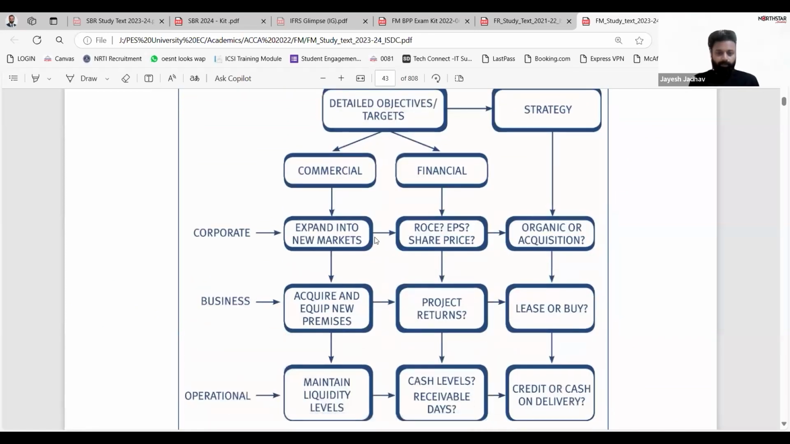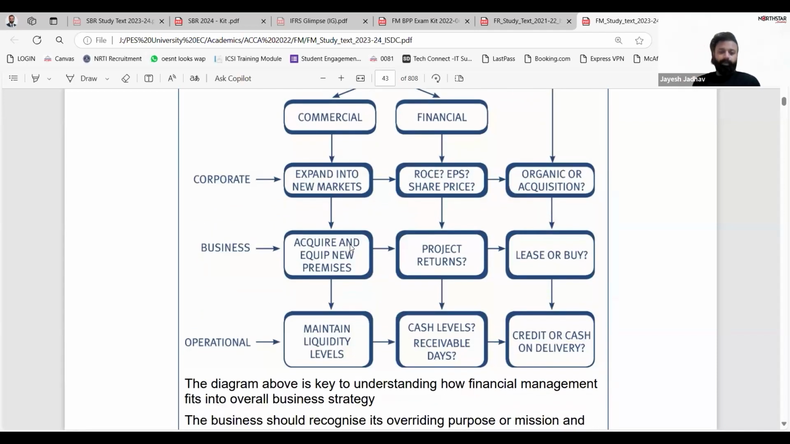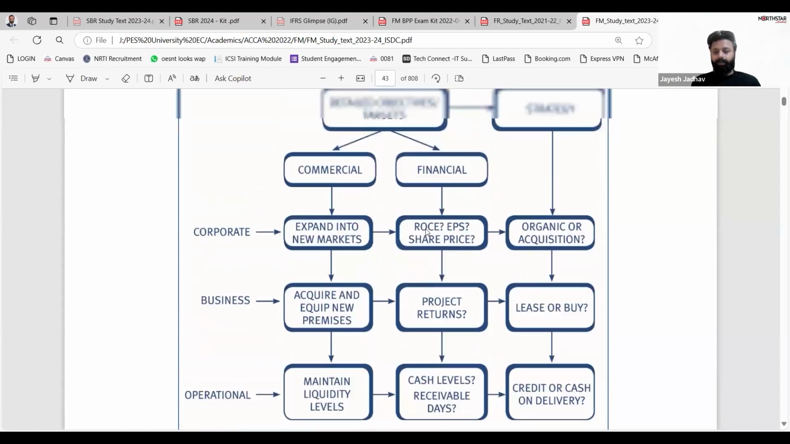When it comes to corporate goals, expanding into new markets would be one of the focuses. Second could be return on capital employed, earnings per share, share prices, financials. Strategy-wise, it could be organic or acquisition if we are planning to grow. For a business, acquiring or equipping new premises would be commercial. Financial would be project returns, how much is the project giving? Business decisions on a strategic level decide lease or buy. Operational, the bottom level, would say maintain liquidity levels because that's day-to-day operations. Financially, they will talk about cash levels, and credit or cash on delivery as far as strategy is concerned.